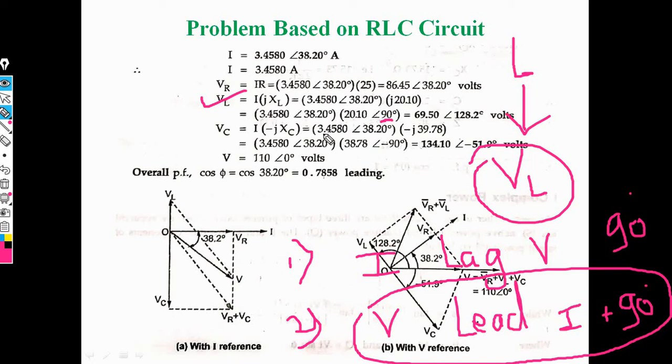Then we are taking here angle is plus 90. Okay, why taking 90 degree? Because in VL, voltage leads current by 90 degree in inductance. Then we are taking leading angle 90.